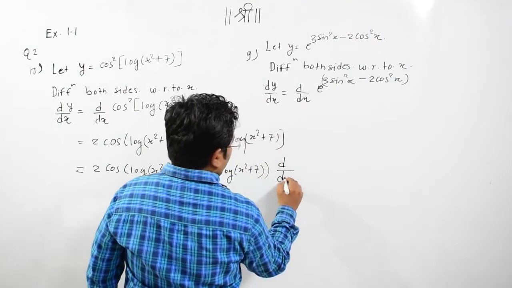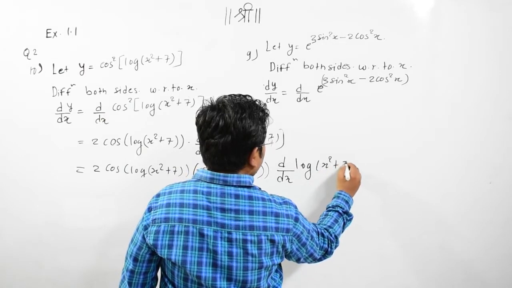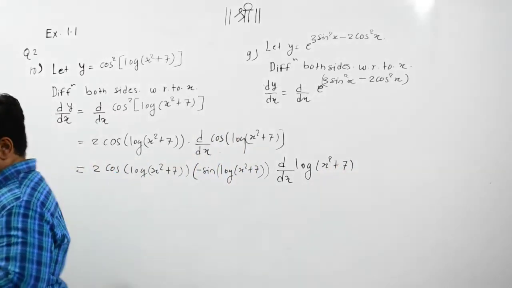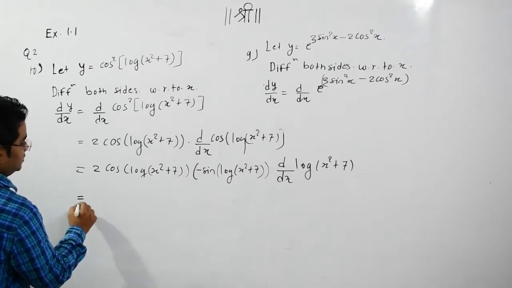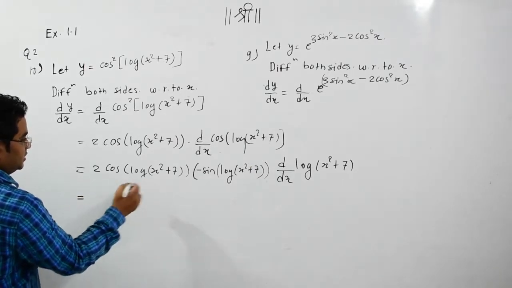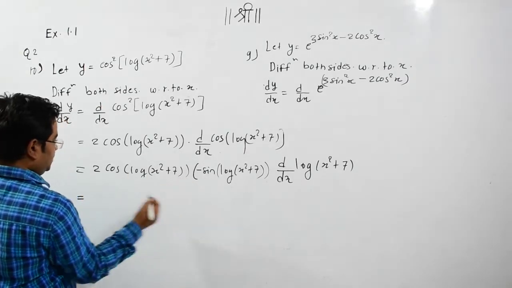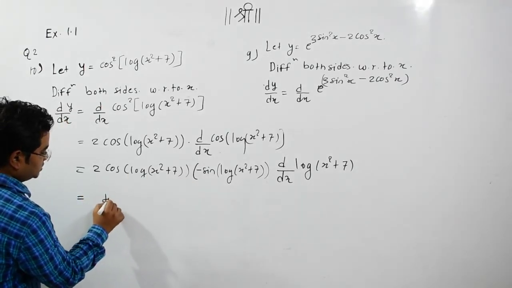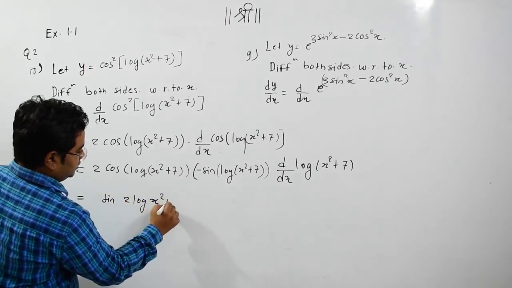D upon dx of log of x square plus 7. Okay, now what is that? Final answer. I would like to move directly to the final answer. So minus cos of log of x. These two have again an important property. So sine of 2 log of x square plus 7.